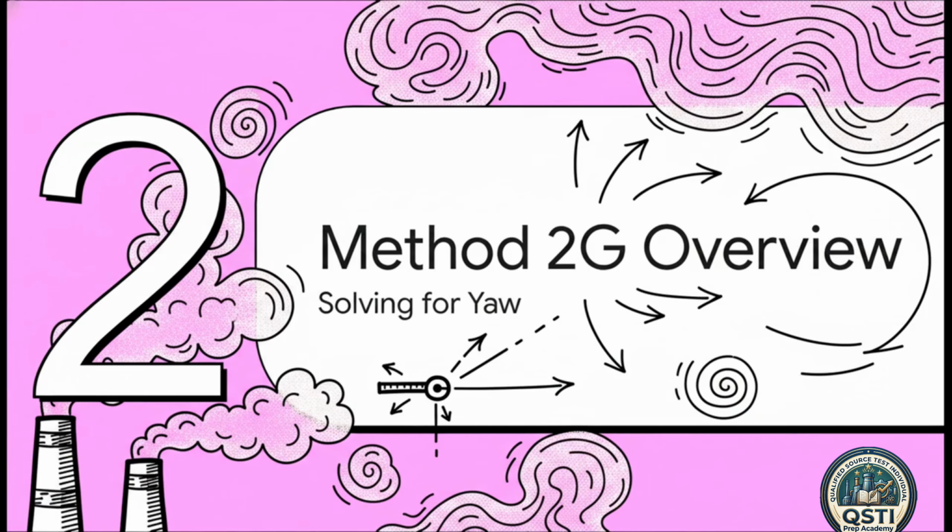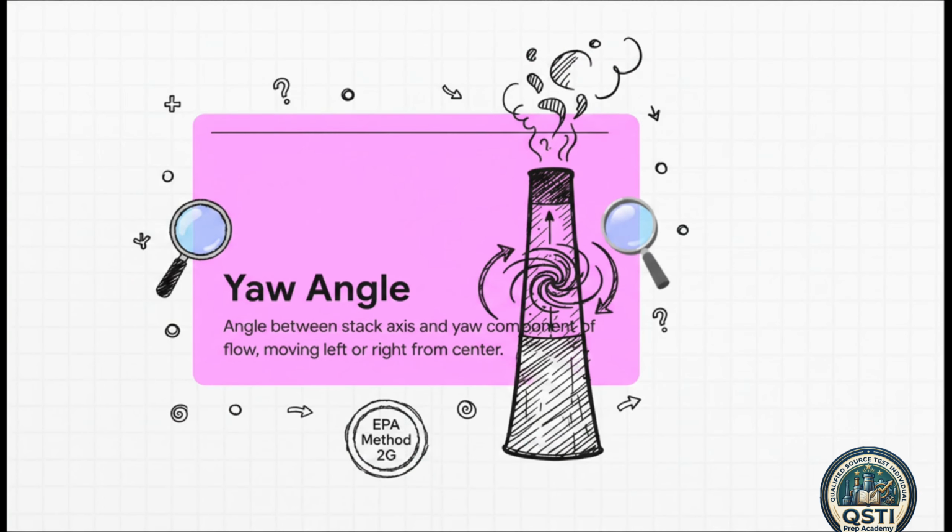Moving right along to Section 2, Method 2G, Overview, Solving for yaw. So Method 2G is specifically designed to determine stack gas velocity and volumetric flow rate using two-dimensional probes. Now you might be wondering, why do we even need a whole specific method just for this? Well, it's because stack gas rarely ever flows in a perfectly straight line up the stack. Standard measurements can actually get totally skewed by vortex flow, which is exactly why we first need to define and really understand the yaw angle.